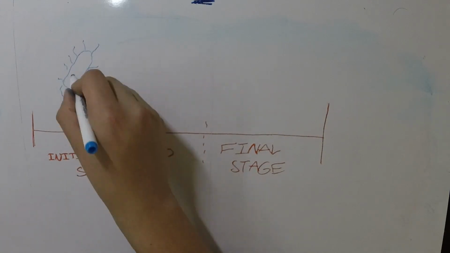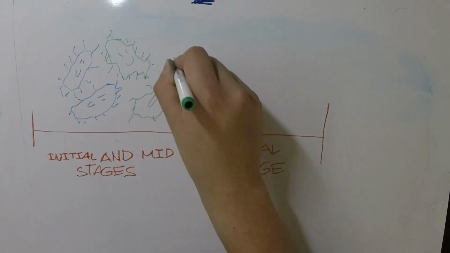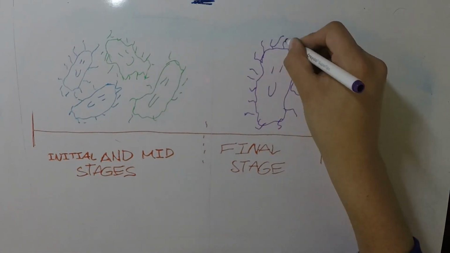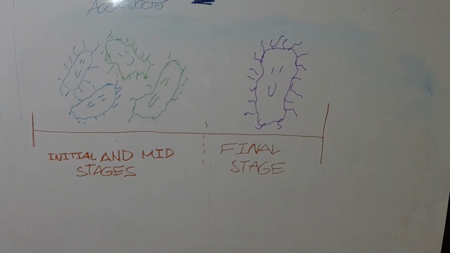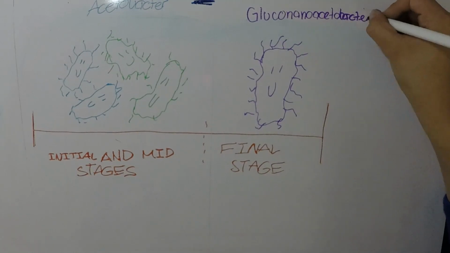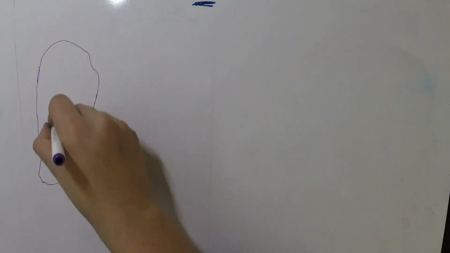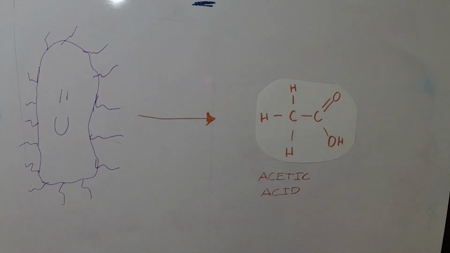The last step can be divided into two separate substages, where the different microorganisms interact with the alcohol. In the initial to mid stages, the Acetobacter species do the most fermentation, but as the acetic acid concentration increases, these microorganisms die and leave the Gluconacetobacter saccharivorans to perform their remaining fermentation. This microorganism can survive as it is more resistant to acetic acid. However, as alcohol becomes more limiting, it starts dying.